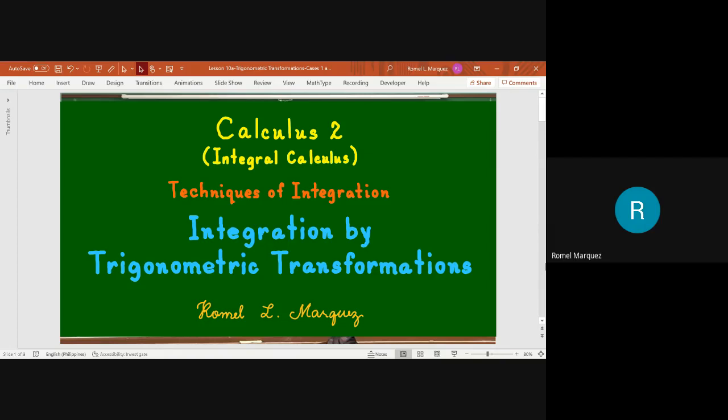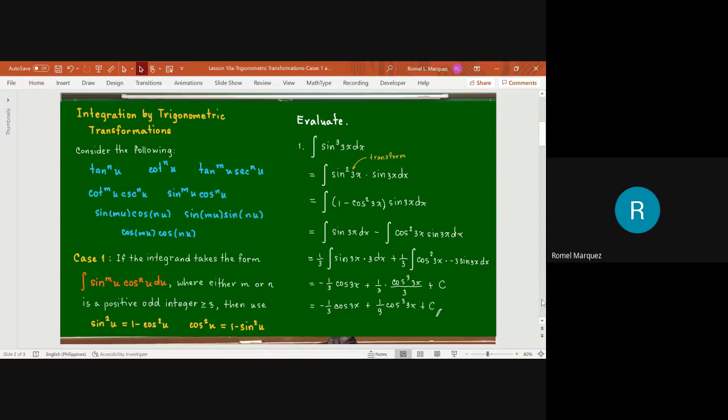Amen. So again, we are still on techniques of integration, and in particular, integration by trigonometric transformation. Continuation of what we had last time. So we were able to cover case 1. And in case 1, to recall, that is integral of powers of sine and cosine.